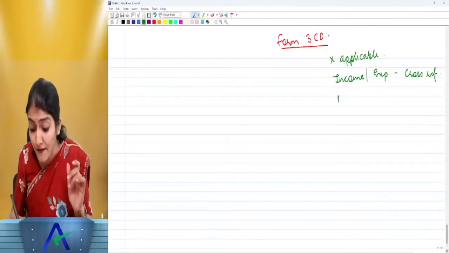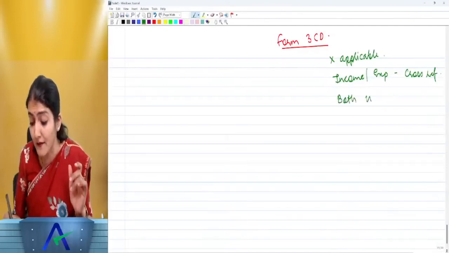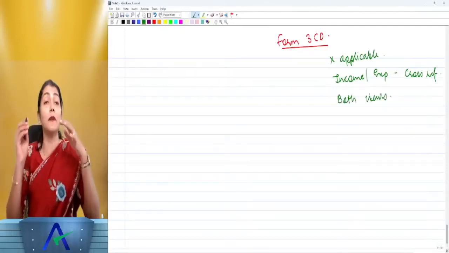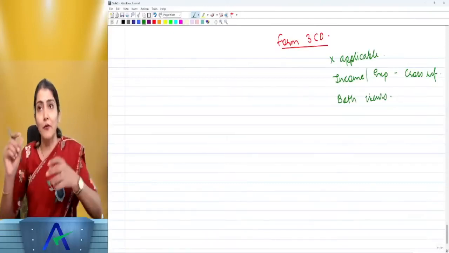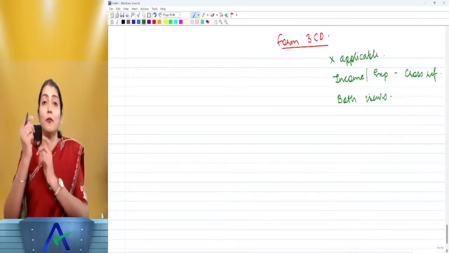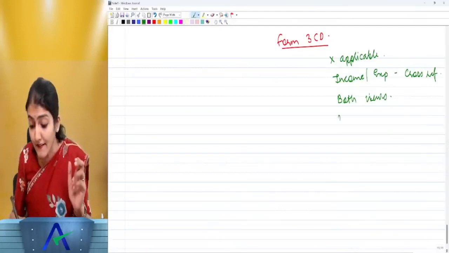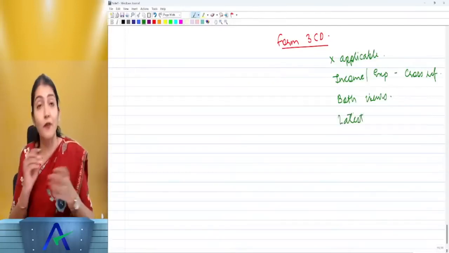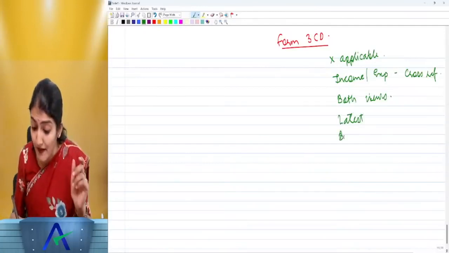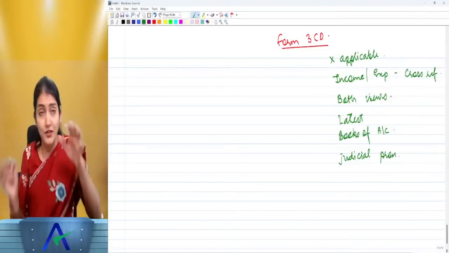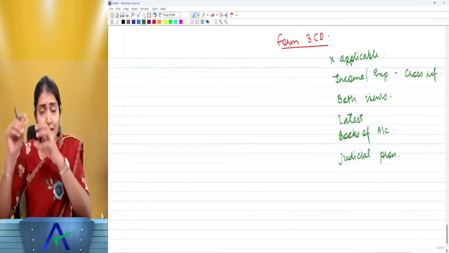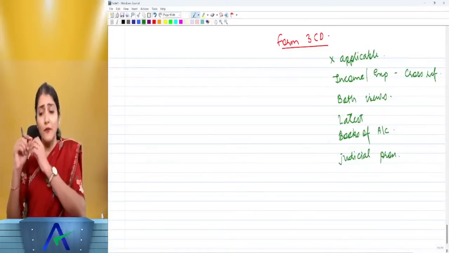If there is a difference in the views of the auditor and the assessee, what does it say? Both the views are required to be furnished. Say the assessee says allowed and the auditor says disallowed. Both the views are required to be furnished. Then the details have to be filled as per the latest provisions of the Act, and as per the books of account. If you have taken into consideration any judicial pronouncement, the reference to the judicial pronouncement should also be given.